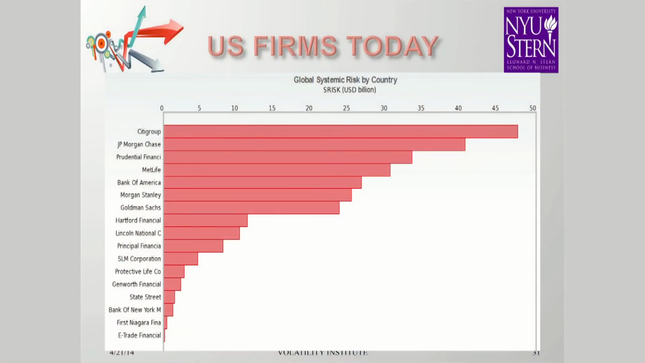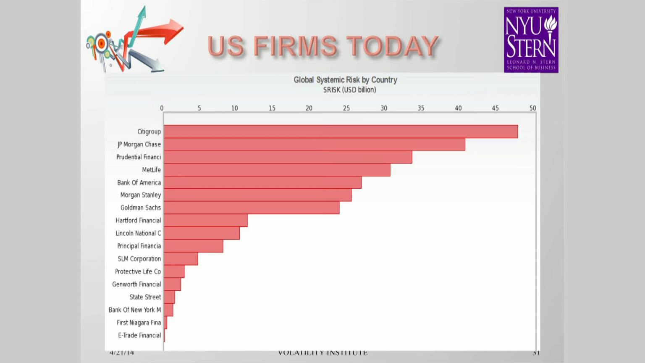So in the U.S., well, in each country, the total S risk is made up of the S risk for each of the banks and financial institutions. And so here are the financial institutions in the U.S., and here we have Citi at the top at about 47 billion, JP Morgan, Prudential Financial, MetLife, Bank of America, Morgan Stanley, Goldman Sachs, and so forth.